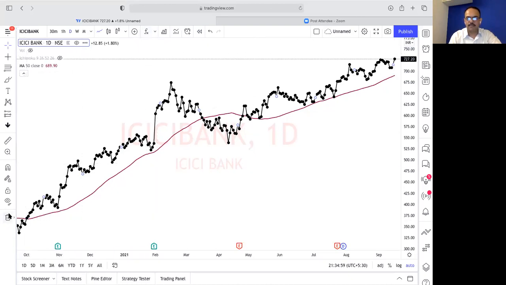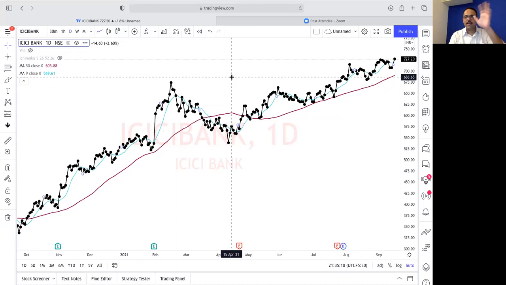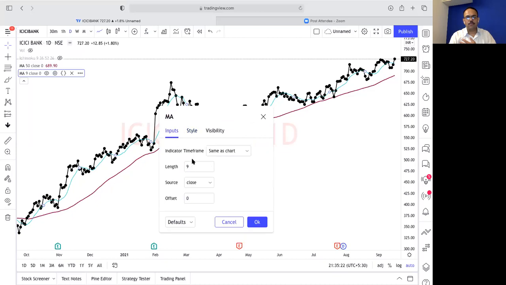First, let me delete. Someone is saying IDFC First Bank. Well, let's bring IDFC First Bank. So, moving average. Let's plot a moving average. Now, the second most commonly used is the 200-day moving average. I put in the moving average. See, I have two moving averages here. I go to the settings, I go to the inputs.